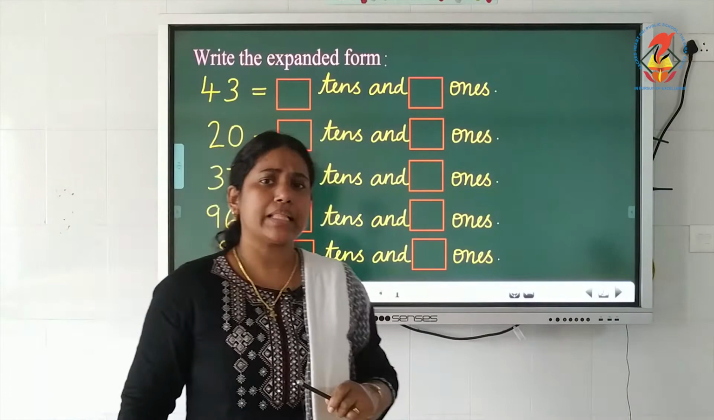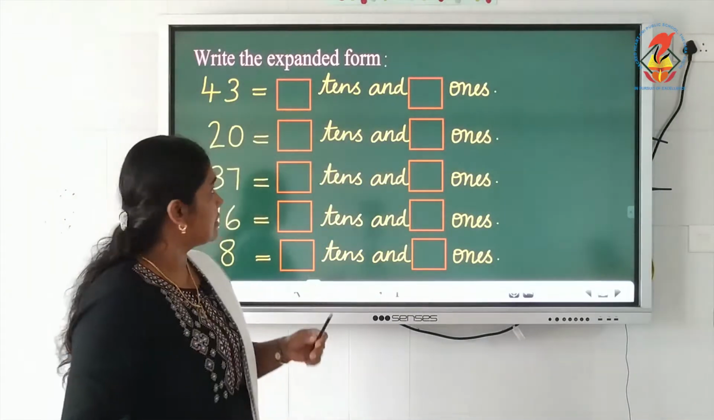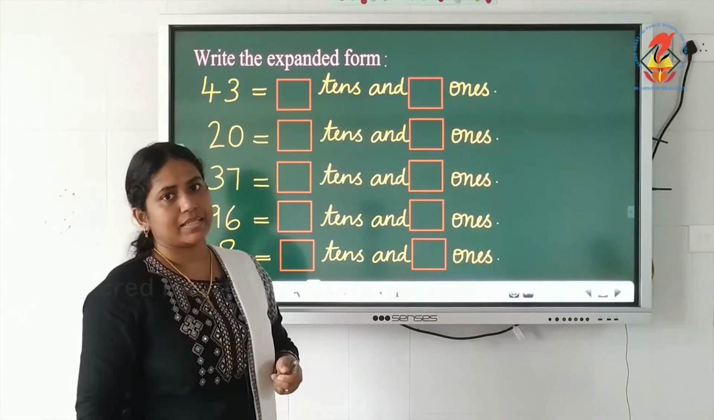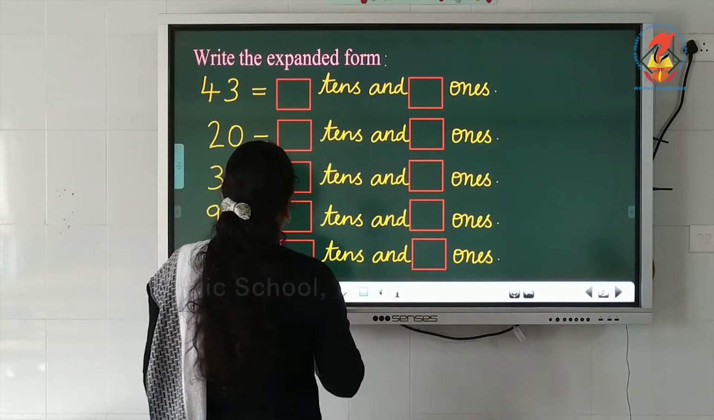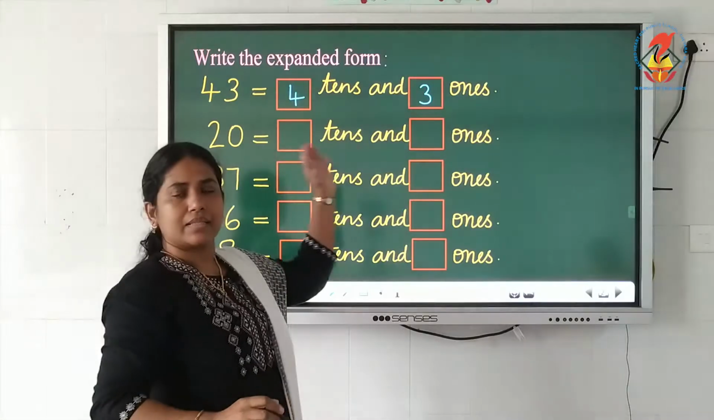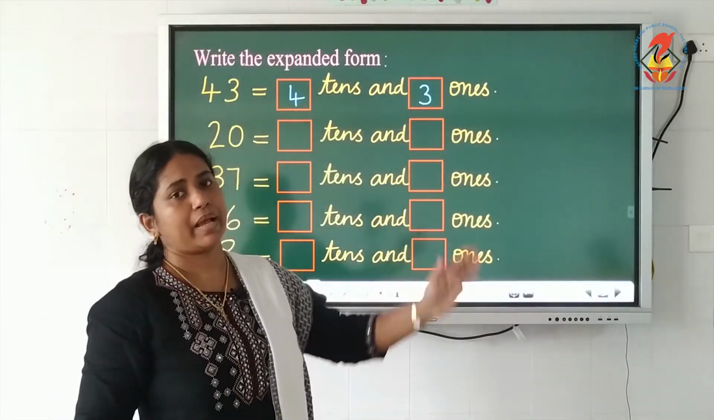And in 43, how many tens and how many ones are there? There are 4 tens and 3 ones, is it? So that numbers we have to write in the given boxes. We have to write 4 tens and 3 ones. This way, if we write the tens and ones, this is called the expanded form.